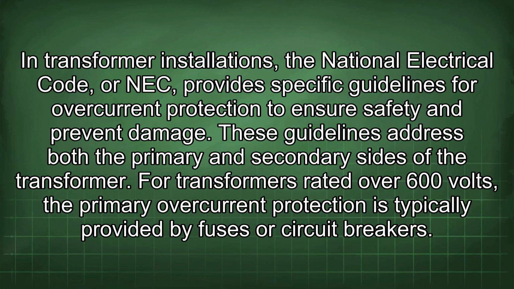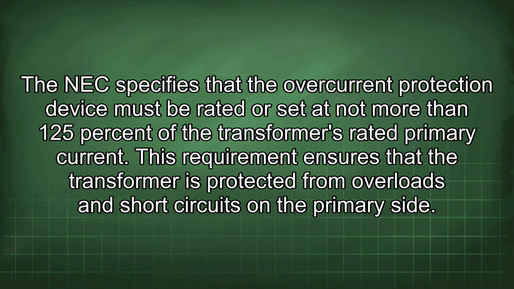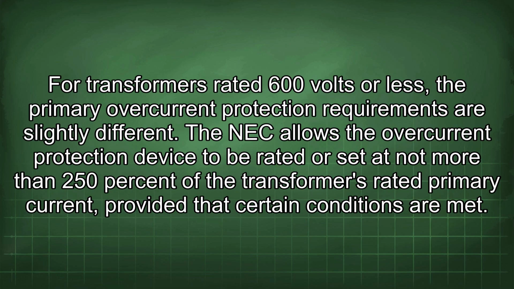For transformers rated over 600 volts, the primary overcurrent protection is typically provided by fuses or circuit breakers. The NEC specifies that the overcurrent protection device must be rated or set at not more than 125% of the transformer's rated primary current. This requirement ensures that the transformer is protected from overloads and short circuits on the primary side.